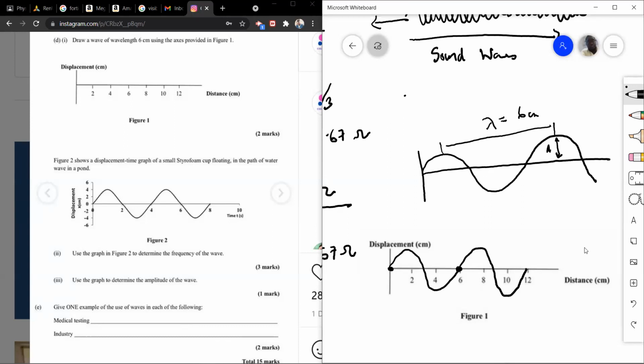You so calm, dude. So I can legitimately look for the point at which the wave starts to go up, and look for the next point at which the wave starts to go up in the positive part of the wave, and put those 6 centimeters apart.